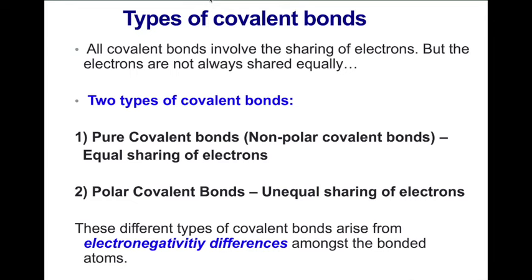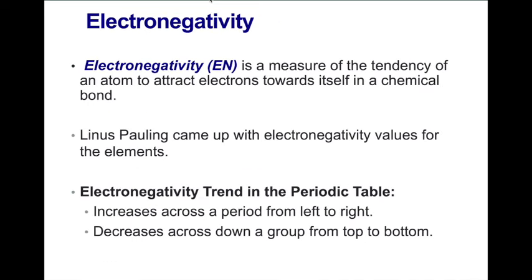So in terms of the covalent bond, sharing is always going to happen, but you can have a situation where you have equal sharing of electrons. So this is what we call nonpolar covalent bonds. Or if there's unequal sharing of the electrons in the covalent bond, then it is polar. And this polarity difference all has to do with the electronegativity difference between the two bonded atoms.